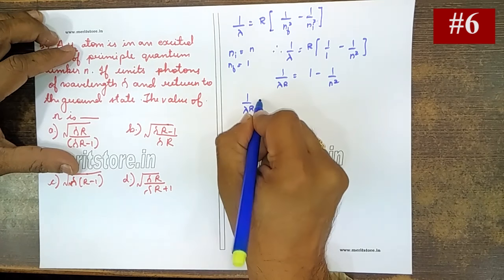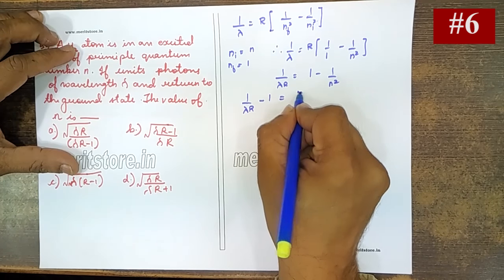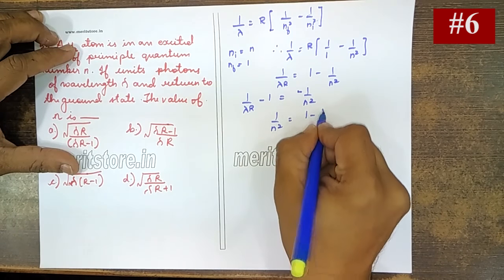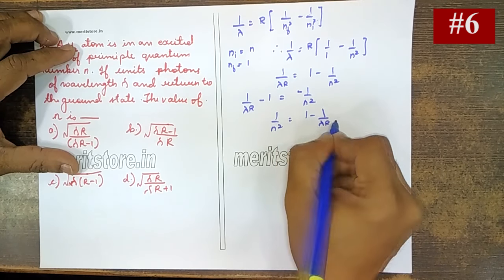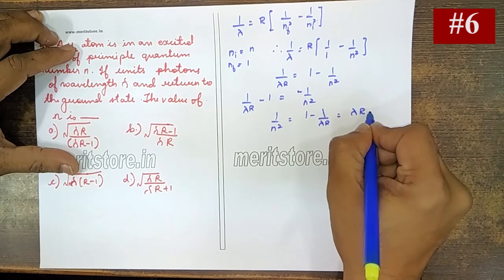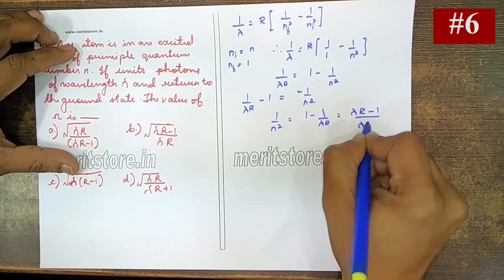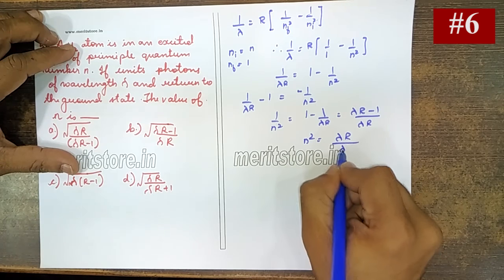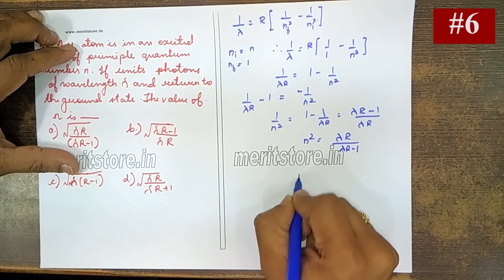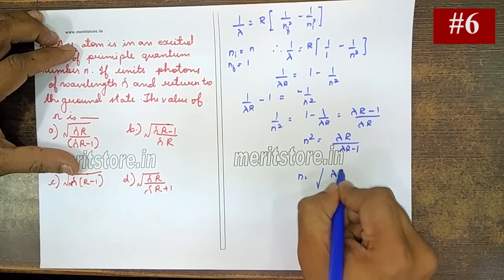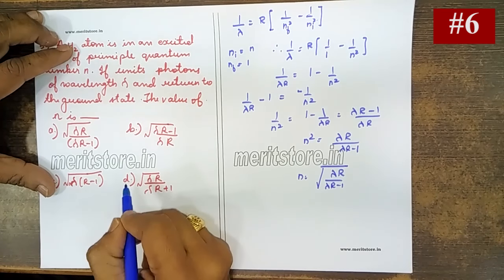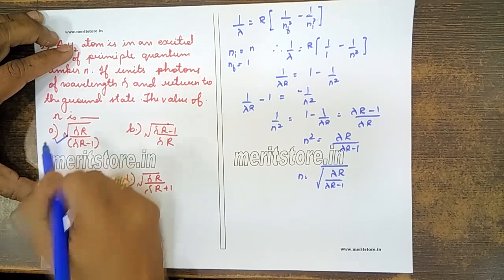So 1 upon lambda R minus 1 is equal to minus 1 upon n squared. So 1 upon n squared is equal to 1 minus 1 upon lambda R, which is equal to lambda R minus 1 upon lambda R. So n squared is equal to lambda R upon lambda R minus 1. So n is equal to under root lambda R upon lambda R minus 1. So the choice is A.